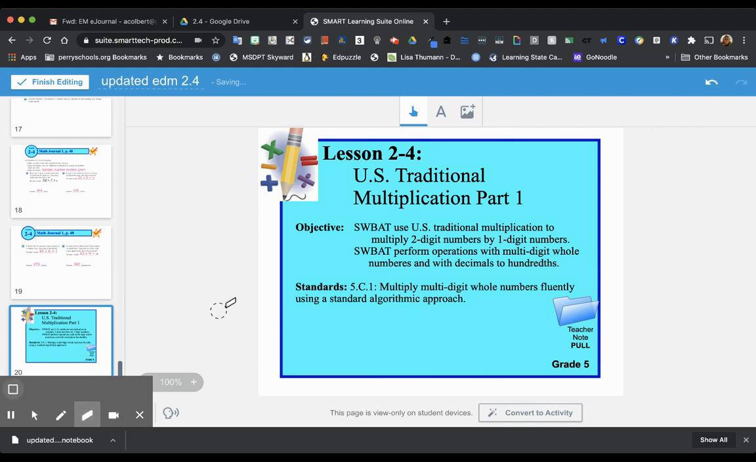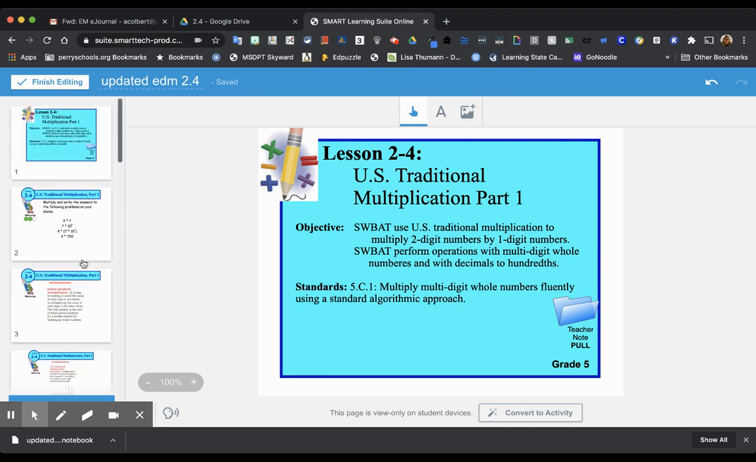So this was just part 1. We are actually going to have multiple parts of US traditional. Again, we were working on 2-digit by 1-digit numbers. As you can probably guess, we're going to move forward to do multiple digits times multiple digits. We're doing this, remember, because multiplying multi-digit whole numbers fluently using a standard algorithm or algorithmic approach is one of our standards. So now that you've watched the video, you can come back to it to look at examples if you need it, but now it's time to move on to your independent work.